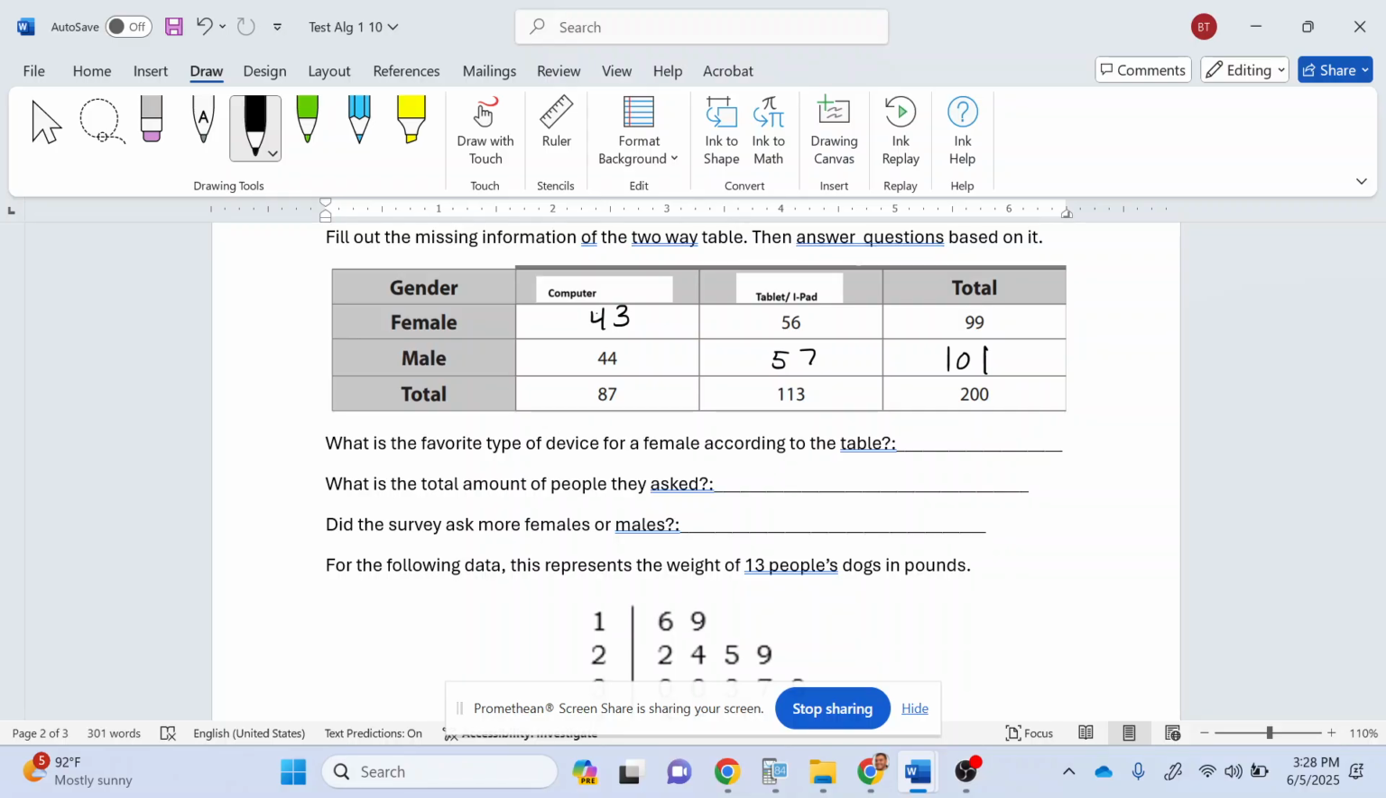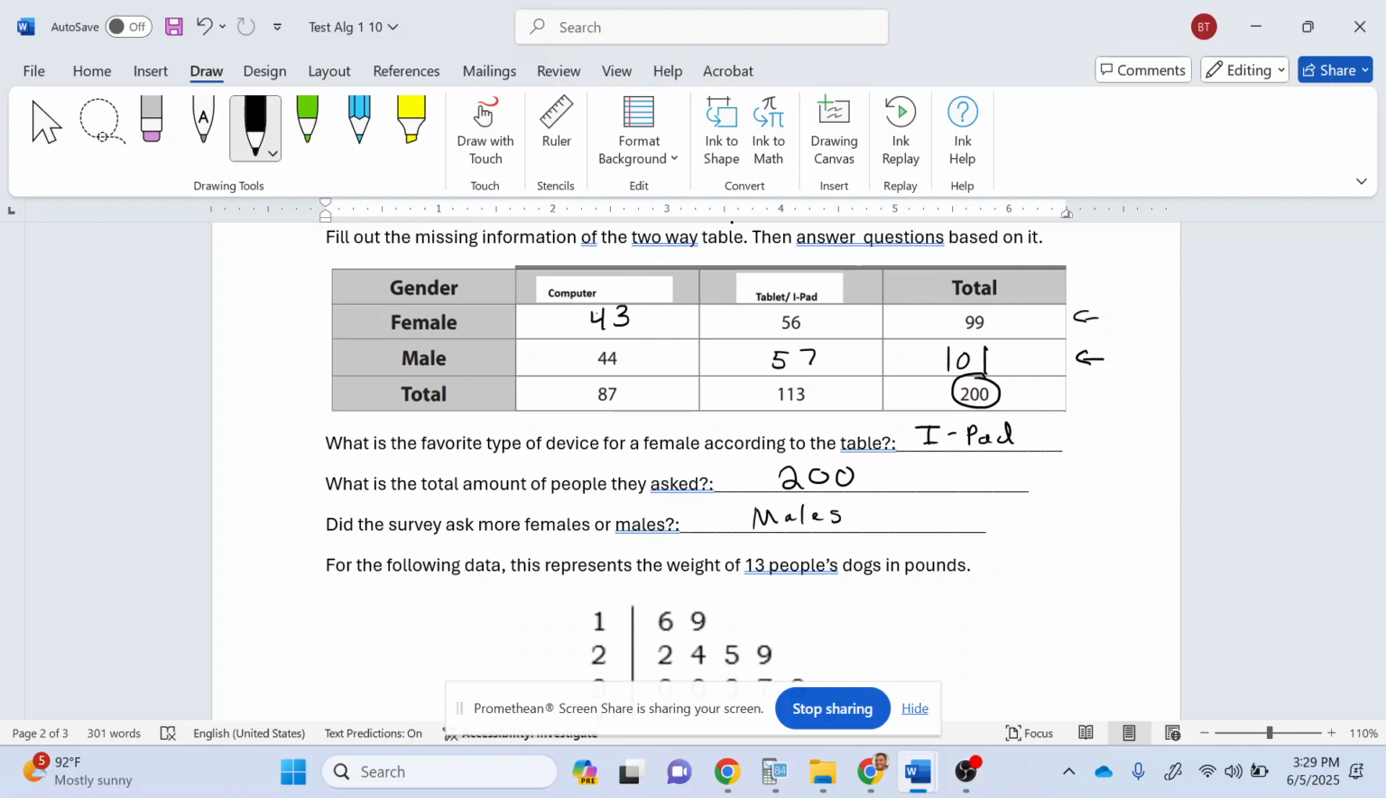All right. What is the favorite type of device for a female according to the table? In this case, more females said iPads. So iPad or tablet. What's the total amount of people they asked? The total is always on the bottom right. So that's going to be 200. Was there more females or males asked on the survey? There's 101 males. There's 99 females. So males.